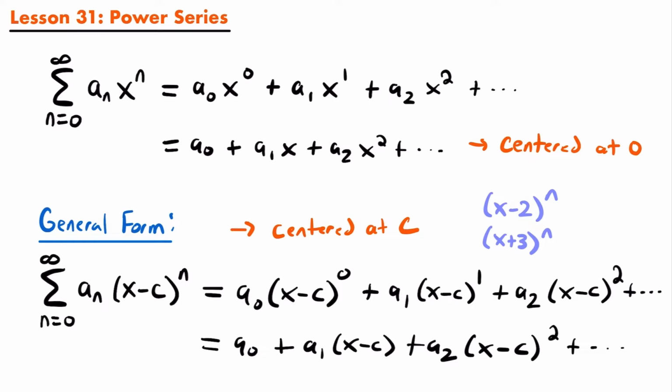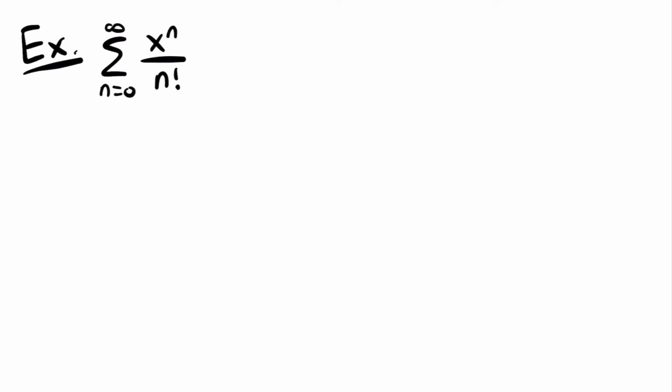Now that you are familiar with the general form of a power series, as well as the simplest form of a power series, let's take a look at a couple examples of some power series. Here's our first example of a power series. We have the sum from n equals 0 to infinity of x to the power of n divided by n factorial.